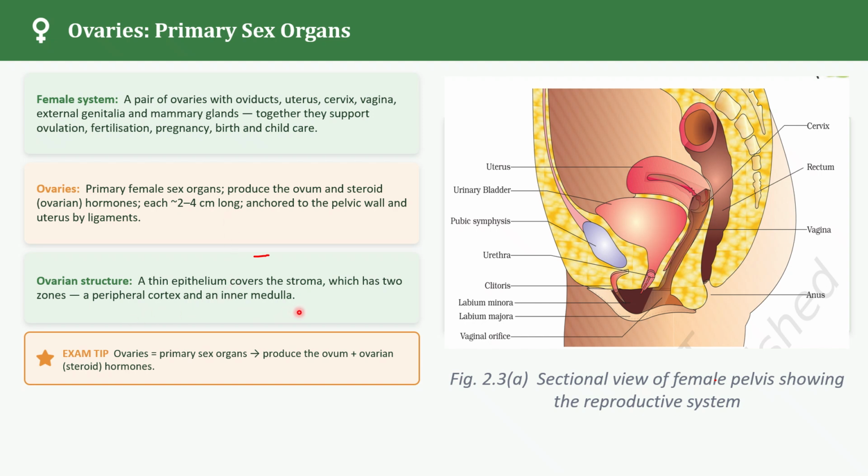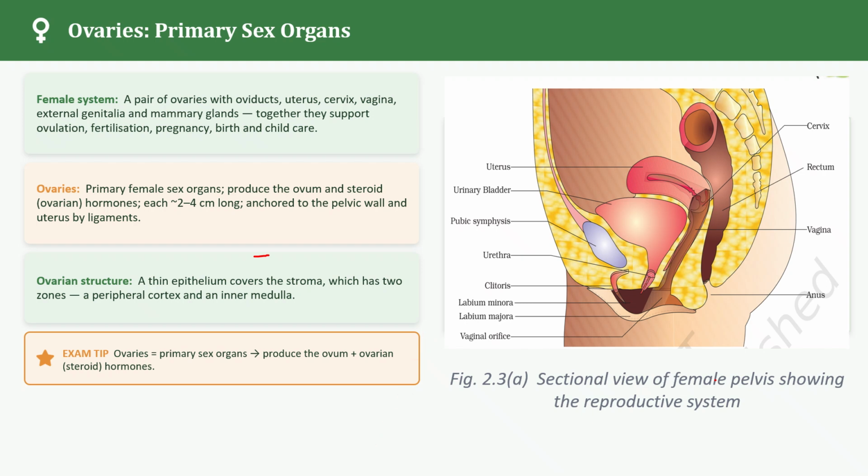So functions of the ovaries. What are the functions of the ovaries? The ovaries perform two major functions. First is the production of the ovum. They produce mature ova, that is the female gametes, through the process of oogenesis. And next one is the secretion of female hormones. The ovaries secrete the steroid hormones, one is estrogen and another is progesterone. These hormones regulate the menstrual cycle, pregnancy and development of the female secondary sexual characteristics. Generally around the 14th day of a normal menstrual cycle, one ovary releases the mature ovum during ovulation.